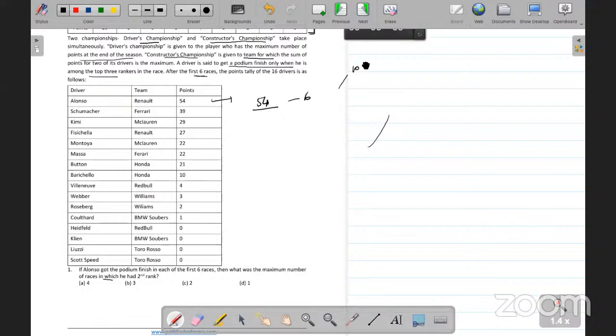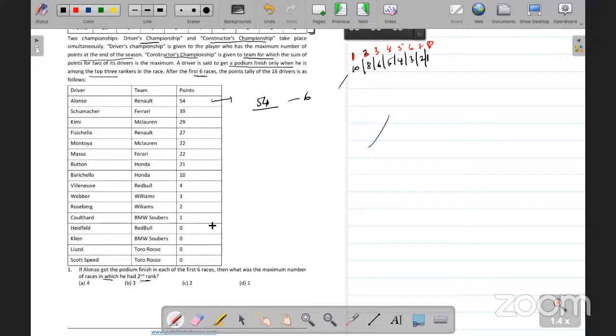So he can get points as 10, 8, 6, 5, 4, 3, 2 and 1 depending on ranks. So these are ranks 1, 2, 3, 4, 5, 6, 7 and 8. I'm writing the ranks in red purposely. So you can make out for which rank, which should be his points tally. Now you are asked what is the maximum times he has the second rank?